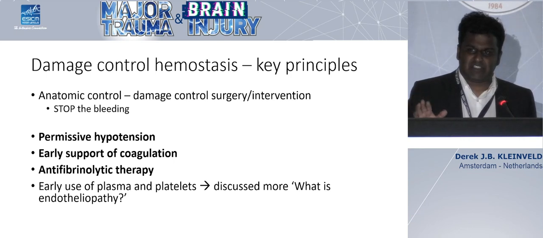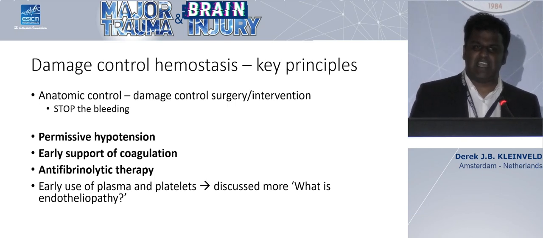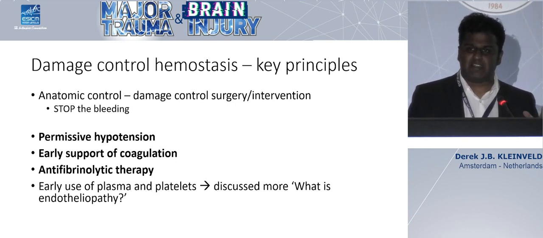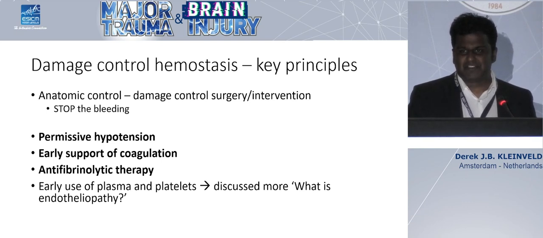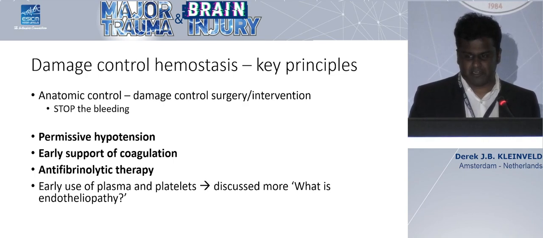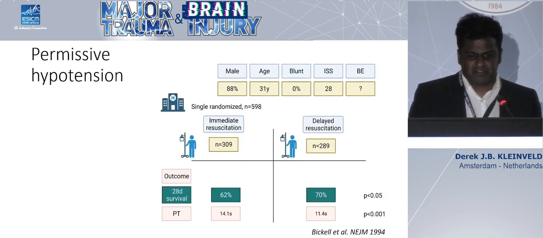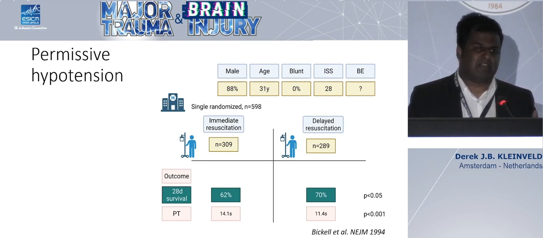I will tell you something about permissive hypotension, early support of coagulation, and antifibrinolytic therapy, and I will go through the major trials. I will not go into the early use of plasma and platelets. That's for another lecture. So permissive hypotension is actually the use of, or the minimized use of, crystalloids.